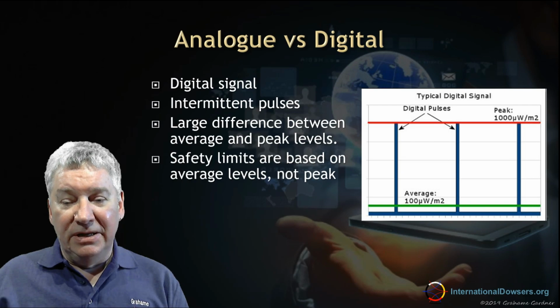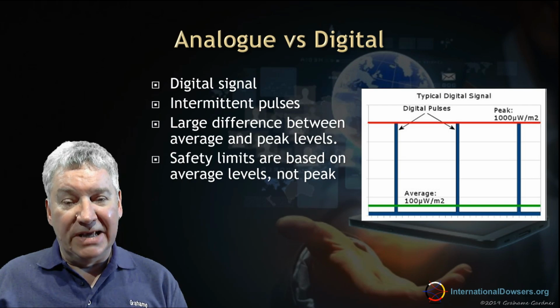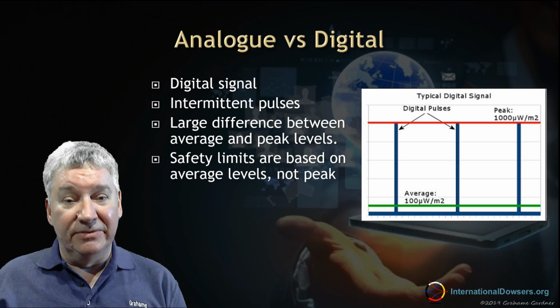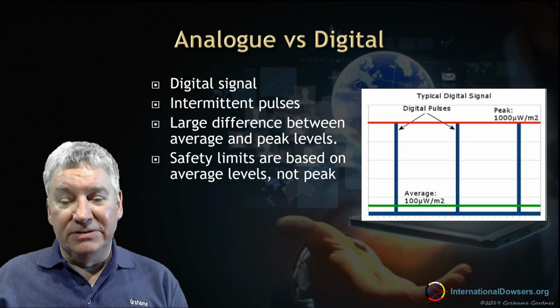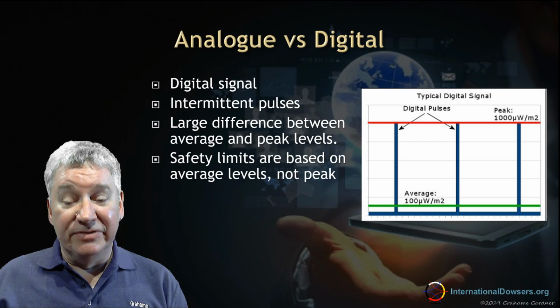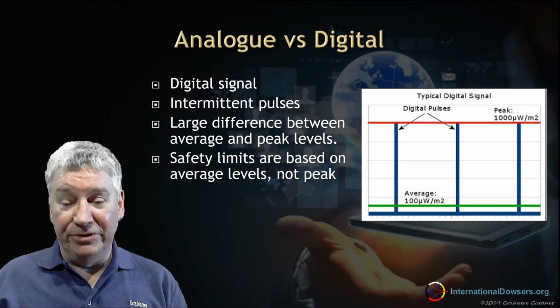With digital, you have these intermittent pulses with large gaps in between. And because of the short time period of the peaks and the length of the gaps in between, the average, when you factor it out, is much lower than it actually should be. So the peak levels could be 100 times higher than this in some cases. And of course, safety limits are based on the average levels, not the peak.